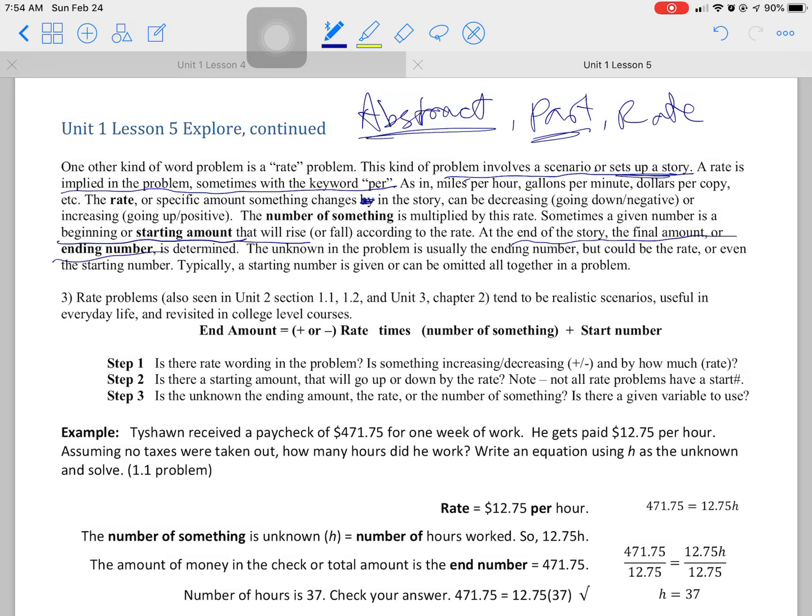Okay. The unknown is somewhere in the problem. It could be the rate. It could be the ending number. It could be the starting number. It could be the number of something. But typically you're looking for the ending number. Remember, the starting number can be given or it's omitted altogether. It just depends on the problem. Okay? So this is another way to say what I just said. You have the end amount, and then you have some sort of rate that is increasing or decreasing, times the number of something plus the start number, if you're given a start number. Okay?